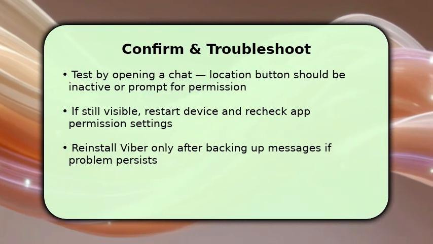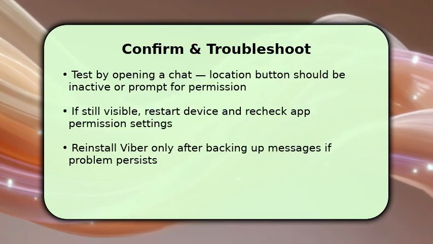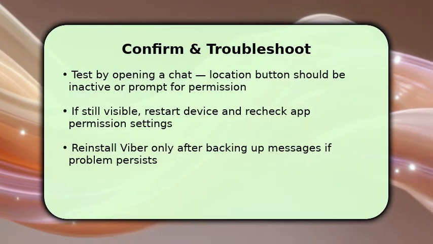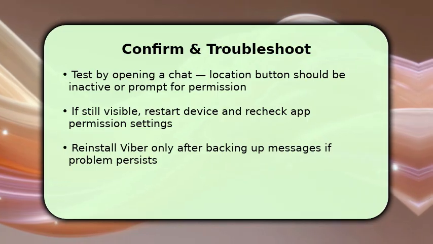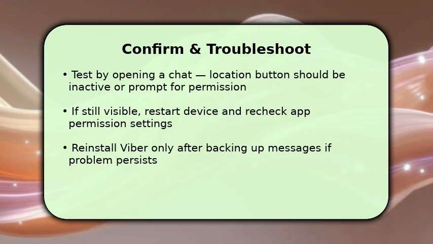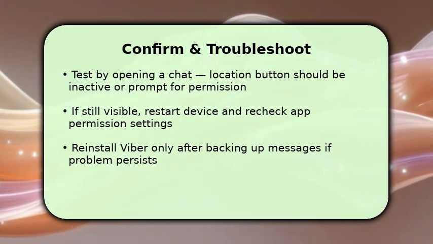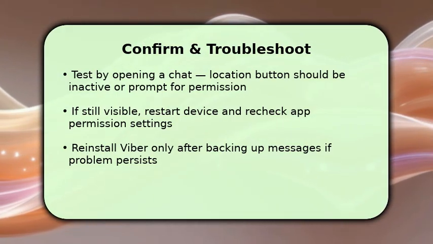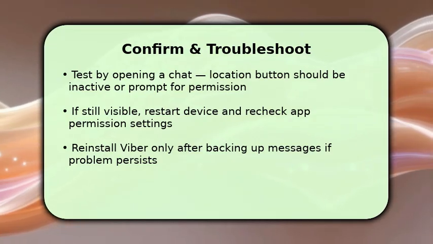Try the attach or plus menu. The location option should be inactive or will ask for permission. If it still appears, restart your device to apply permission changes, then revisit settings to confirm deny or never is active. If problems persist, back up your Viber messages, reinstall the app, and recheck permissions on first launch.